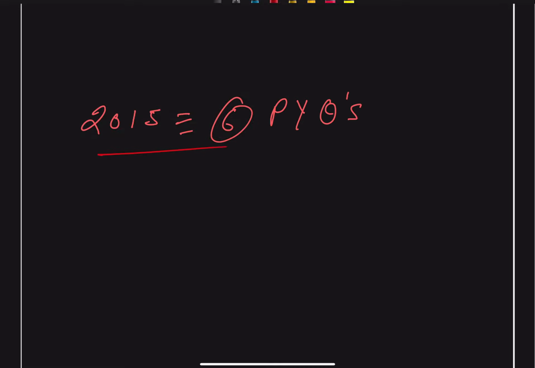Hello friends, so today we are going to do the questions from the year 2015, and in total there are 6 questions. In these 6 questions it is a combination of both mains as well as advanced.